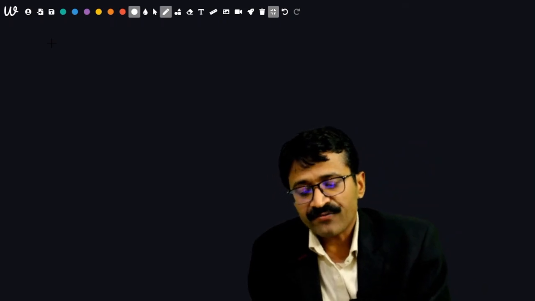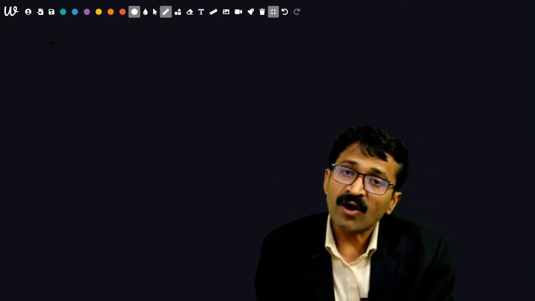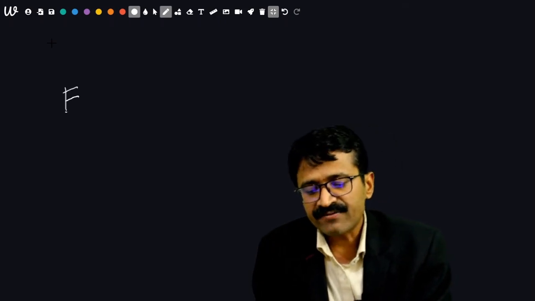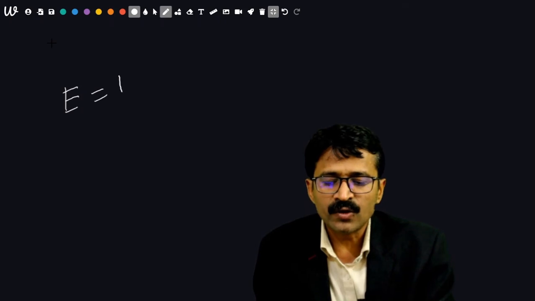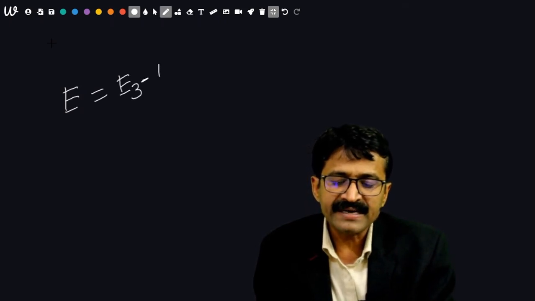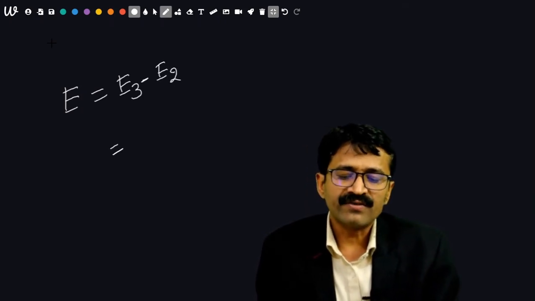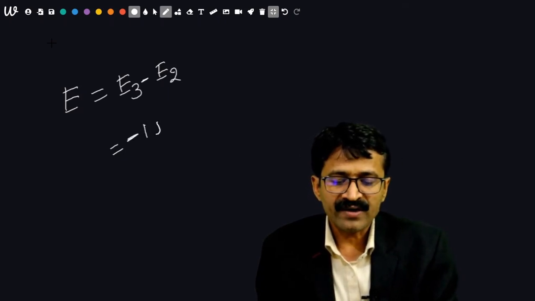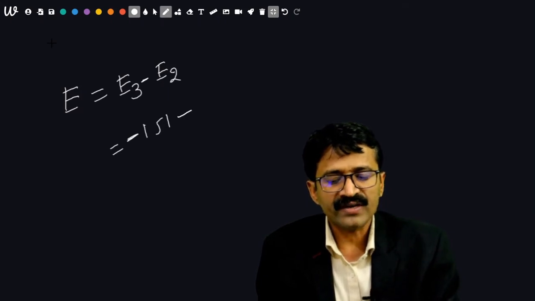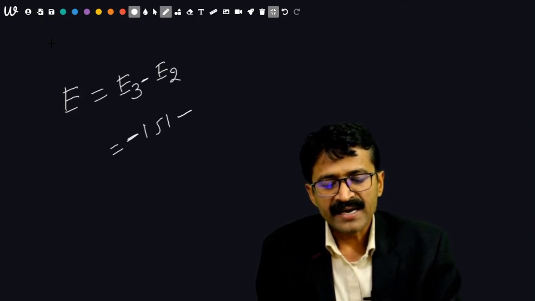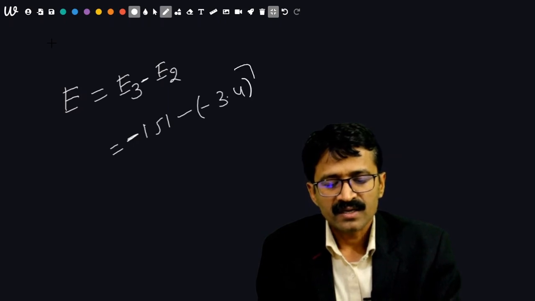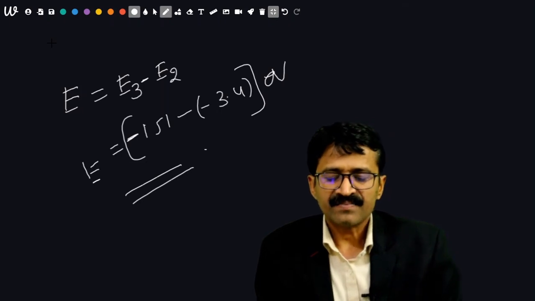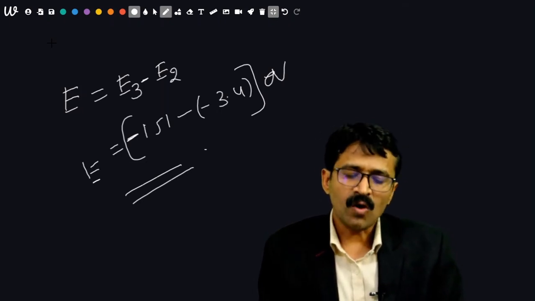So if an electron is jumping from the third energy state to the second energy state, then what about the energy difference? That will be E equal to E3 minus E2. You can put the value of E3, which is very well known, that is minus 1.51, and the value of E2, which is minus 3.4 electron volt. By simplification, you get the answer, the energy obtained.